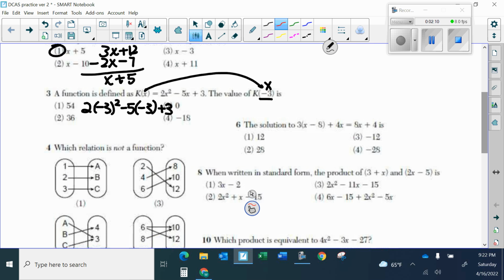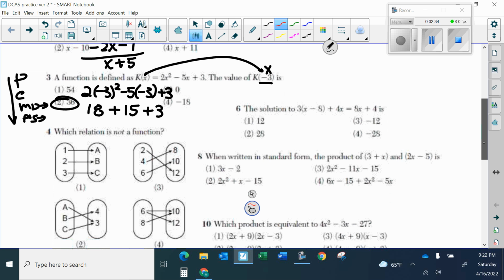Okay, so PEMDAS going down because we're not solving for an equation. We're just simplifying terms. When you simplify terms, you go down. So we do exponents first here. So that's 9. Negative 3 squared is 9, times 2 is 18. And then I have multiplication, negative 5 times negative 3 is positive 15. And then I have plus 3. So it's 33 plus 3 is 36. And there's my answer. Okay.